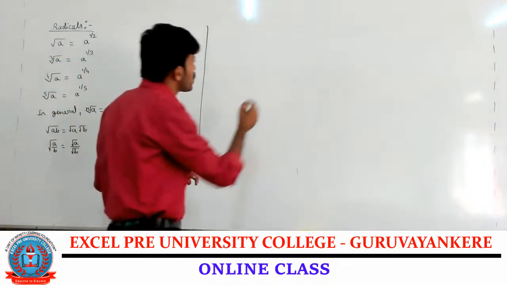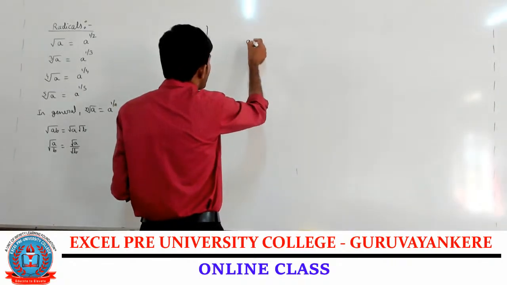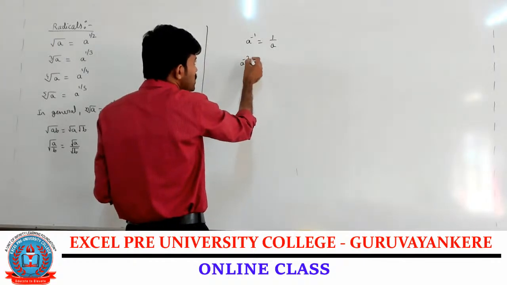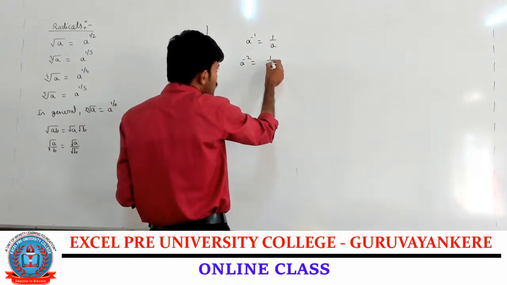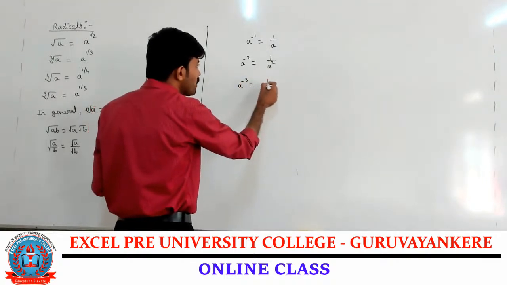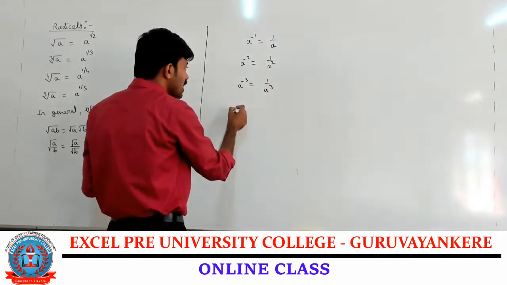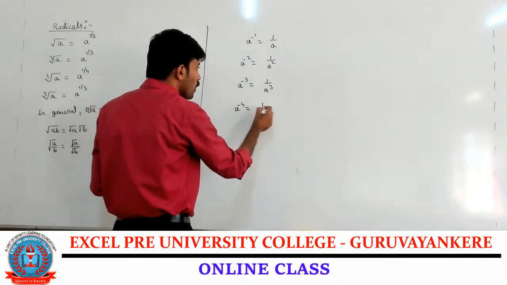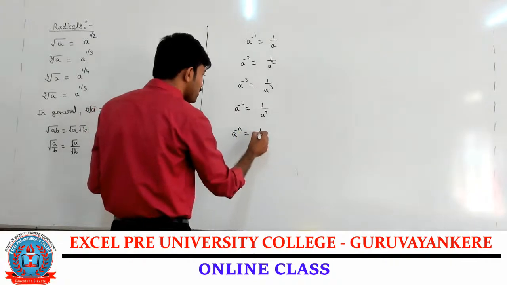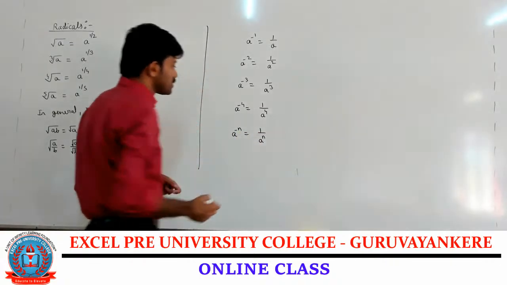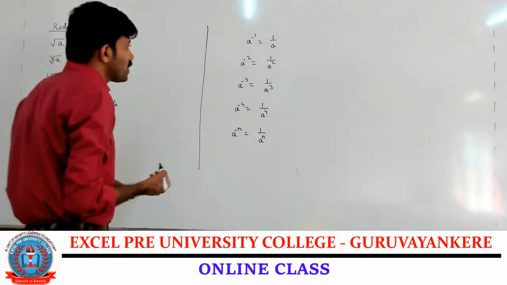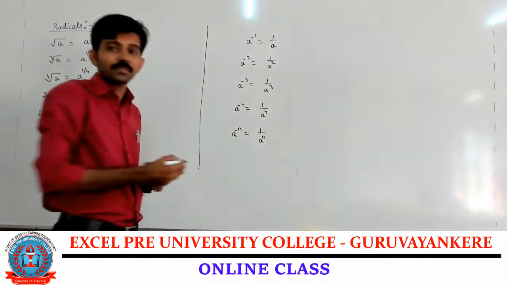Also, we can have some more notes. A power minus 1 means it is 1 by a. A power minus 2 means it is 1 by a square. A power minus 3 means this is 1 by a cube. A power minus 4 means 1 by a power 4. A power minus n is 1 by a power n. Note down all these things.